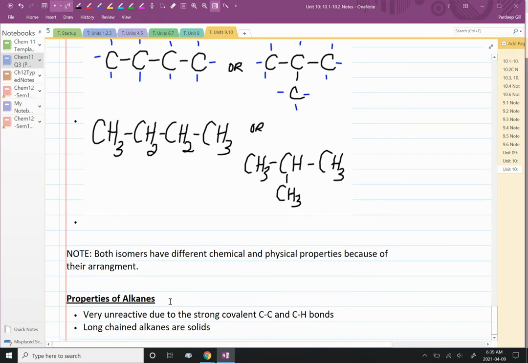Last thing, alkanes are very unreactive because of their strong covalent carbon-carbon and carbon-hydrogen bonds, and long-chained alkanes are usually in solid form.